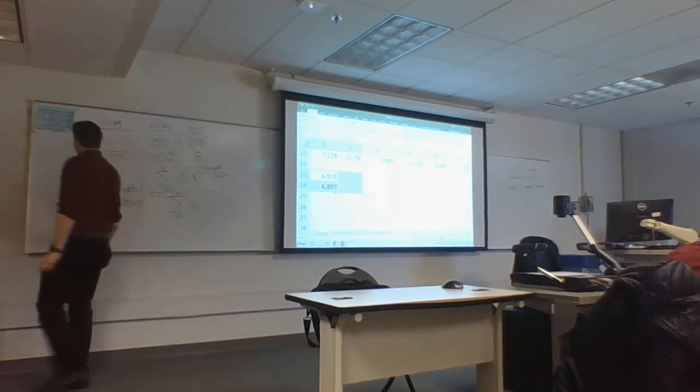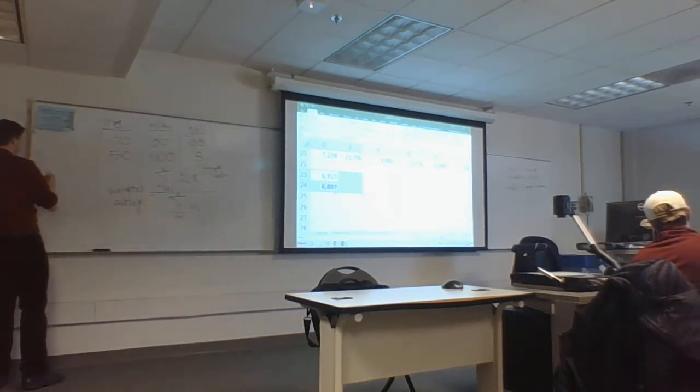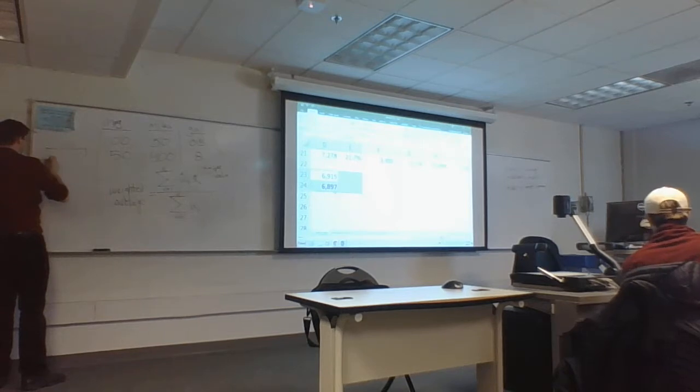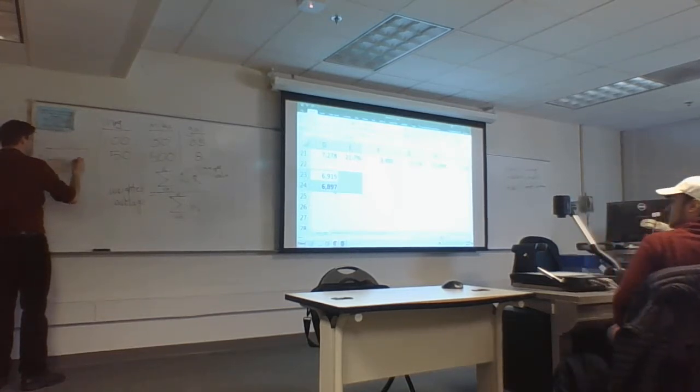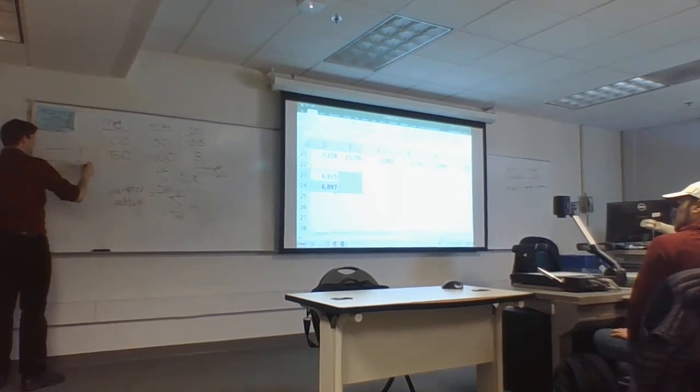Let's write it actually right here. So the geometric mean equals the nth root of the product of 1 plus x, minus 1.